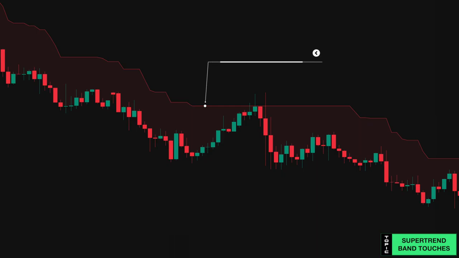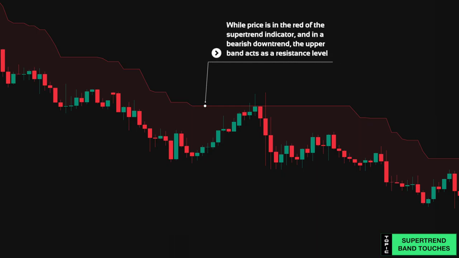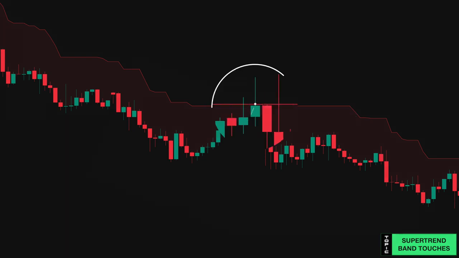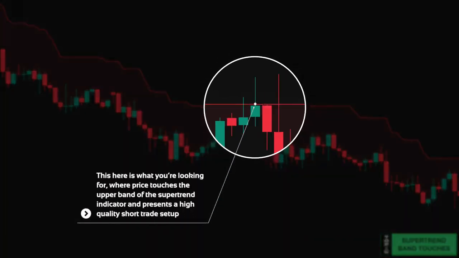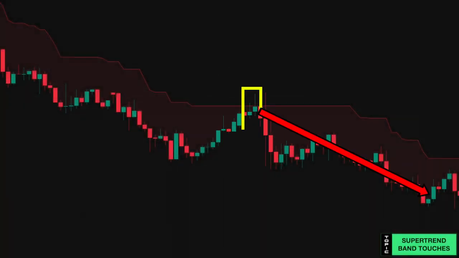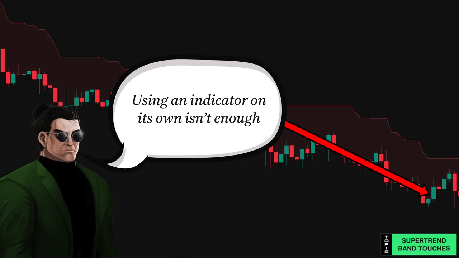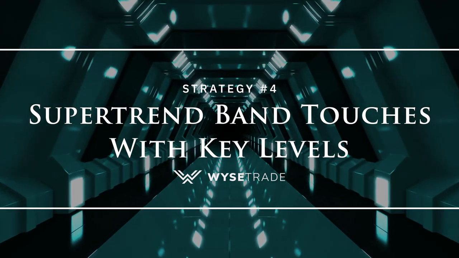While price is in the red of the super trend indicator and in a bearish downtrend, the upper band acts as a resistance level. This here is what you're looking for, where price touches the upper band of the super trend indicator and presents a high quality short trade setup. As always, using an indicator on its own isn't enough. You need to combine super trend band touches with key levels.